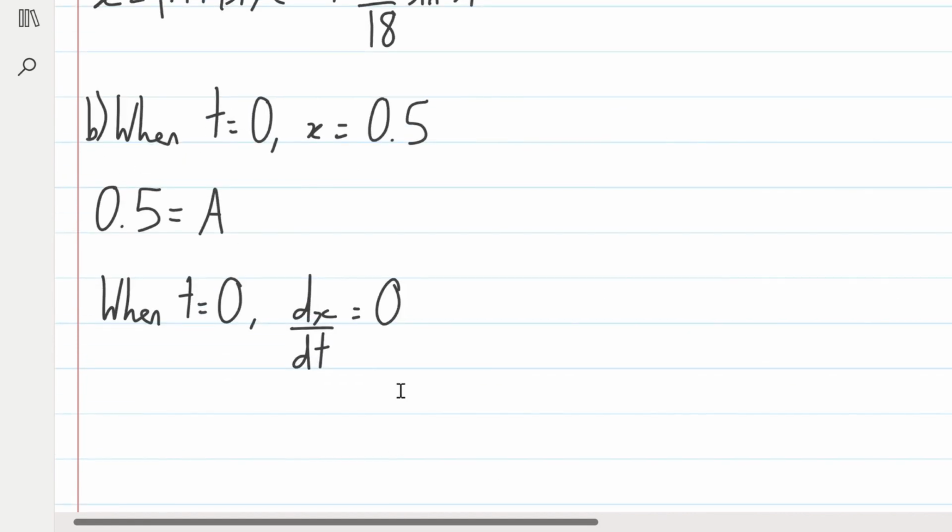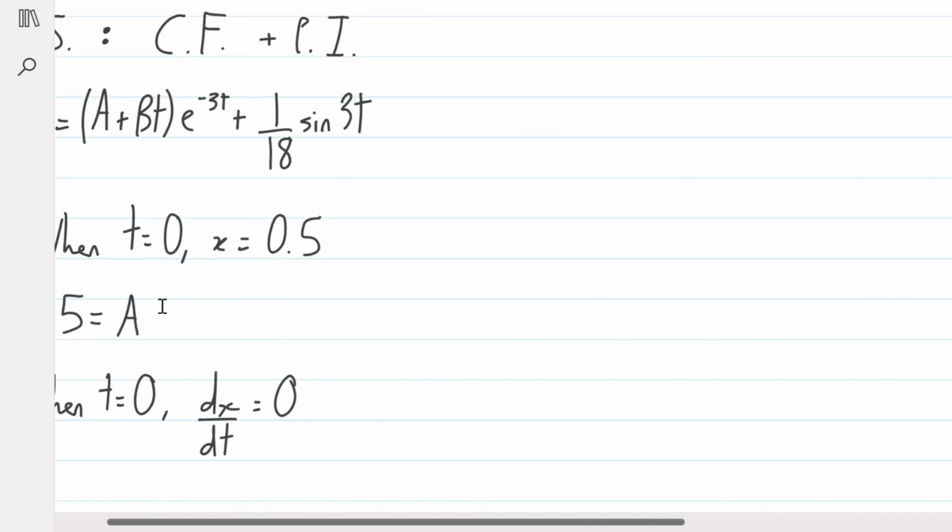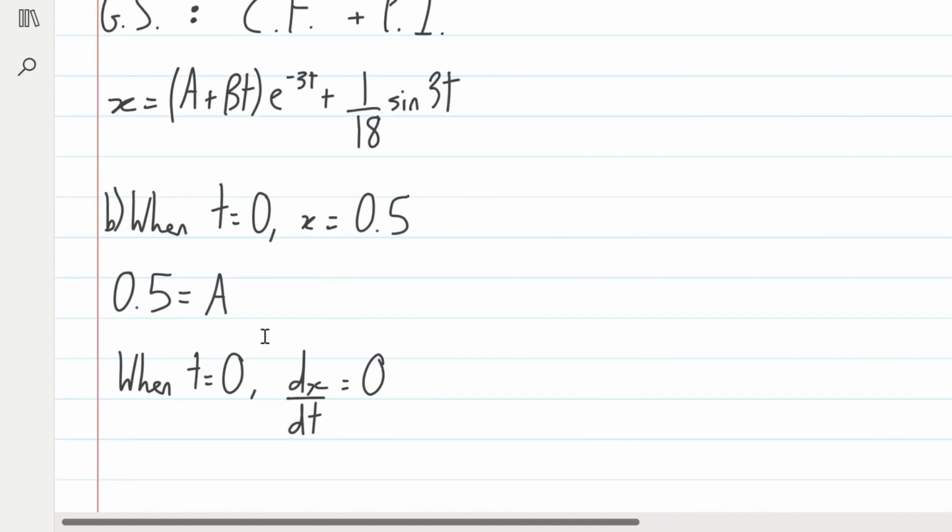So now what do we need to do? Well, we have an x here, so now we need to differentiate this equation. And then what we're going to do is sub in the t0, dx by dt equals 0. We could even sub in the a, but I'll show you that you don't need to because you can just get two simultaneous equations.